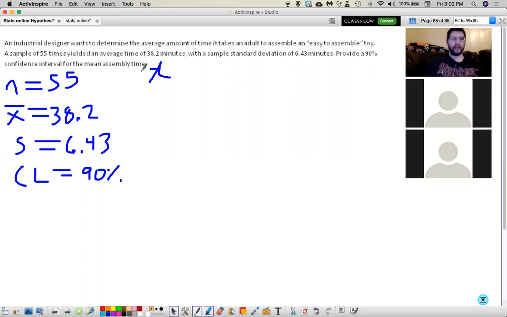All right, so we found N, X bar, S, and confidence level from the problem. There's X bar, there's S, 90% confidence level. So with a confidence interval, we need to make sure we do alpha over 2.